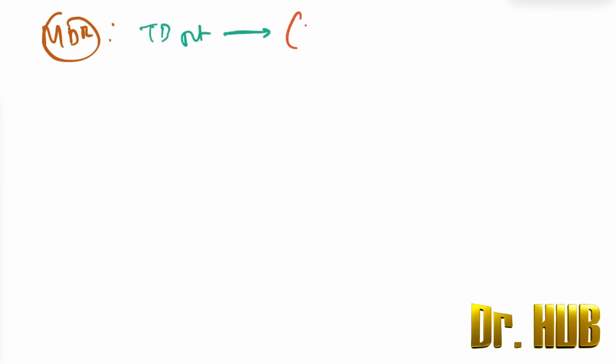Next, let's look at the MDR. What is exactly meant by MDR? MDR means multi-drug resistant. Here it's a TB patient who is resistant to both isoniazid as well as rifampicin.